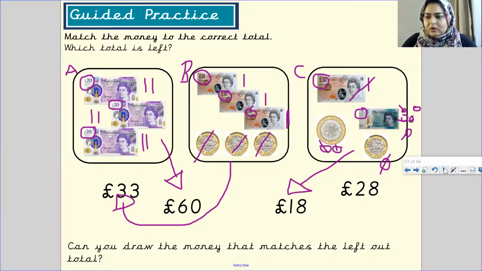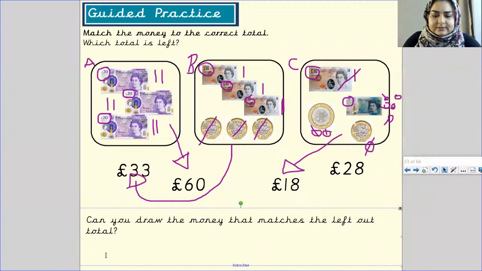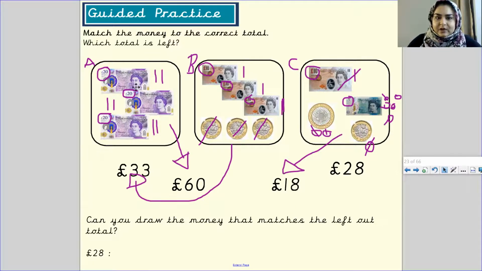Okay, now the amount that I have left is £28. Okay, and it says here, can you draw the money that matches the left out total? So to make £20, I could use a £20 note to make 20.